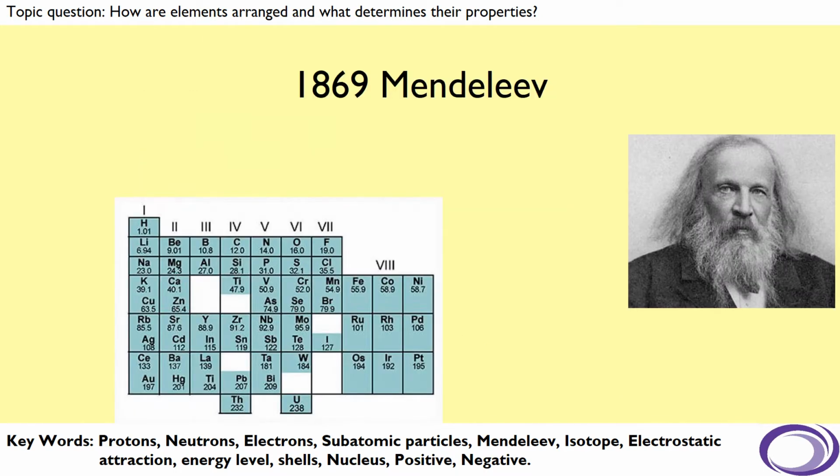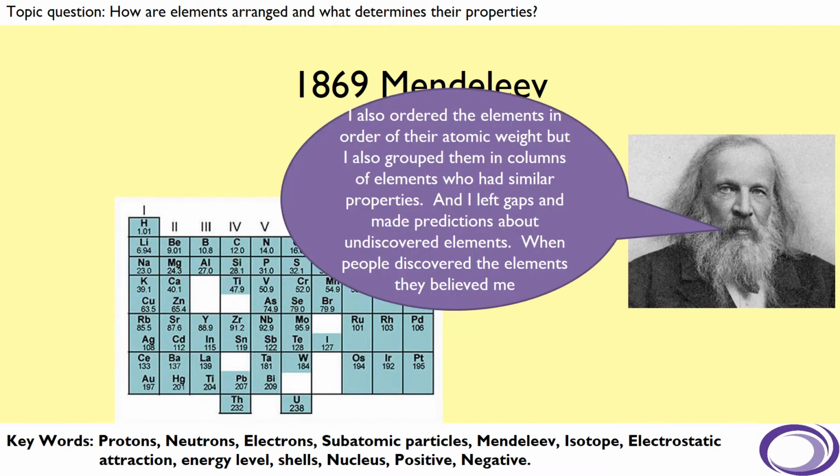So in 1869, Mendeleev organised the elements in order of increasing atomic weight again, but this time he ensured that the groups had similar chemical properties. And to make sure that that occurred, at times he left gaps for undiscovered elements, so that he would always have elements with similar chemical properties in the same groups.